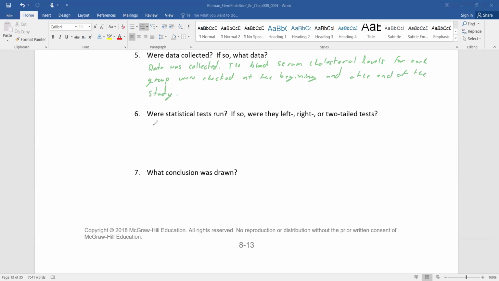Number 6 says, were statistical tests run? If so, was it a left, right, or two-tailed test? And we can see, yes, statistical tests were run, and it was a right-tailed test because we were testing for an increase in cholesterol levels.